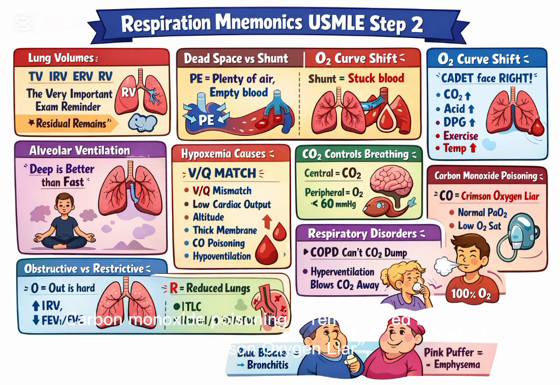Carbon monoxide poisoning is remembered by "CO equals crimson oxygen layer," highlighting normal PO2 with low oxygen saturation, treated with 100% oxygen. Finally, COPD phenotypes are summarized as "blue bloater equals chronic bronchitis" and "pink puffer equals emphysema," classic Step 2.